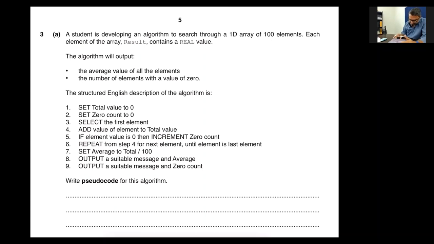Set average to total divided by 100. So average is equal to total divided by 100. And then it says output suitable message and average, output suitable message and zero count. So output average is equal to, comma, average variable, and output zero count is equal to zero count. There we go. This is a simple question.